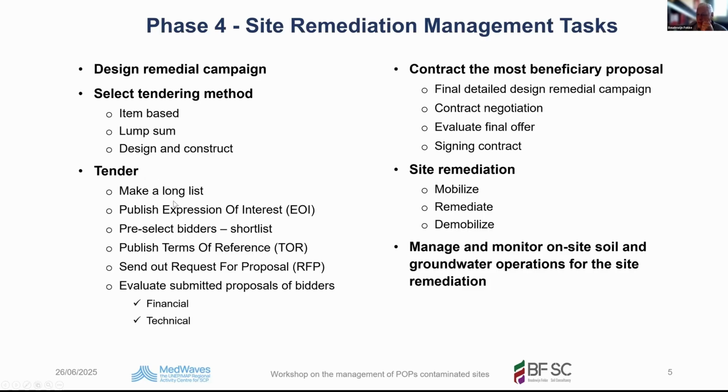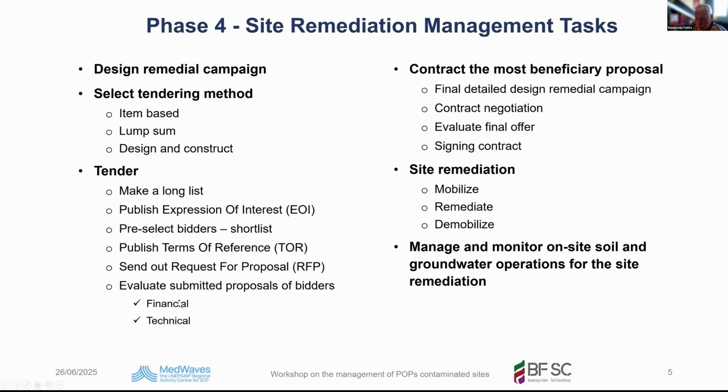To tender, you have to make a long list of the contractors that you would like to invite. You publish the expression of interest to the long list members. On the expression of interest, you pre-select bidders, and this pre-selection gives you the shortlist. Then you publish the terms of reference to the shortlist members. You send out a request for proposal. Okay, please, you are selected. Are you still willing to give me an offer? And in this request for proposal, you make sure that it is based on the selected tendering method, item-based, lump sum, or design and construct.